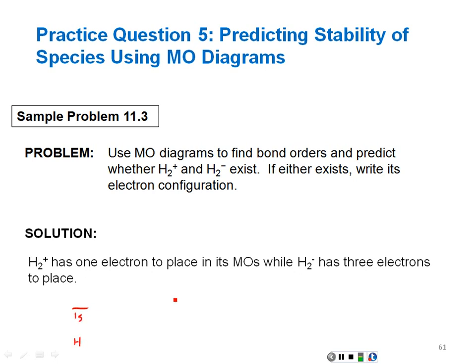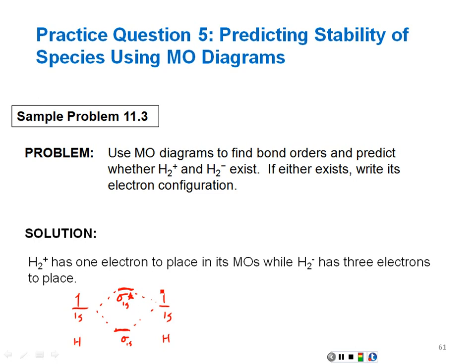So each hydrogen is going to come with a 1s orbital. These will mix and we will form the sigma 1s and the sigma star 1s. So the bonding molecular orbital and the anti-bonding molecular orbital.